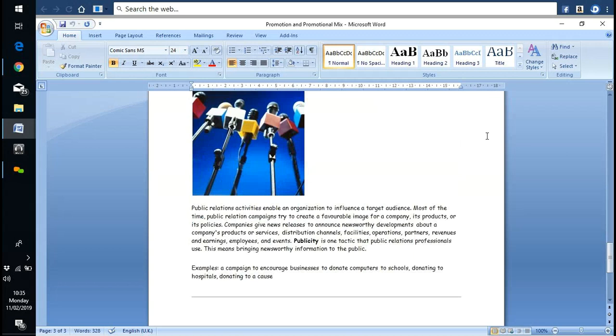Public relations activities. This again links back to what we were talking about in one. Public opinion is very important nowadays, so public relations activities enable an organisation to influence the target audience. Most of the time, public relations campaigns try to create a favourable image of the company, its products and its policies. Companies do news releases, handouts, anything of that nature to announce any news that they've got, that they will use in many channels.